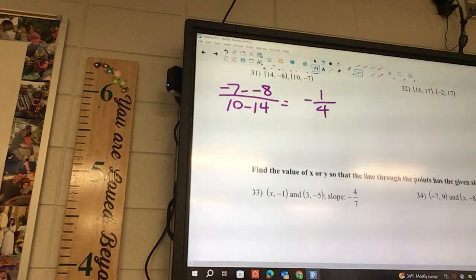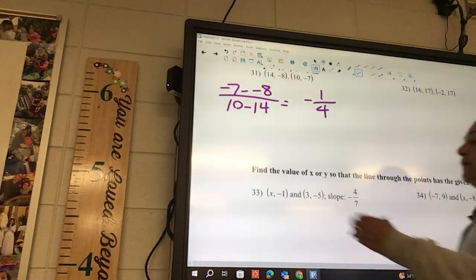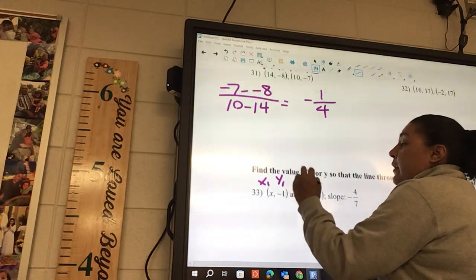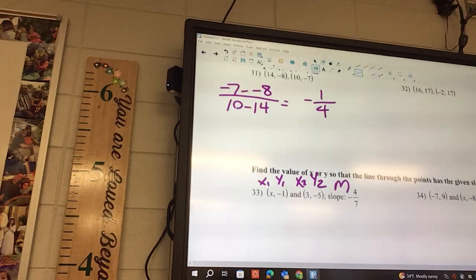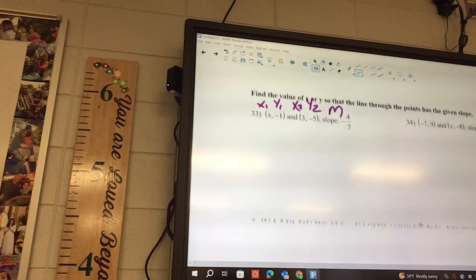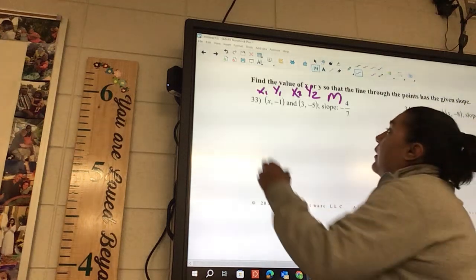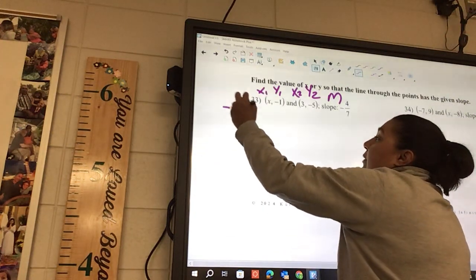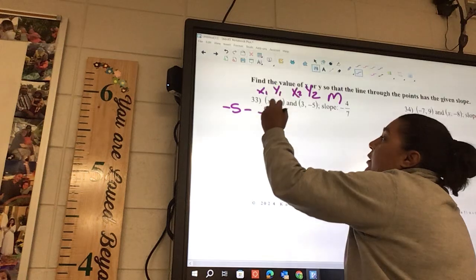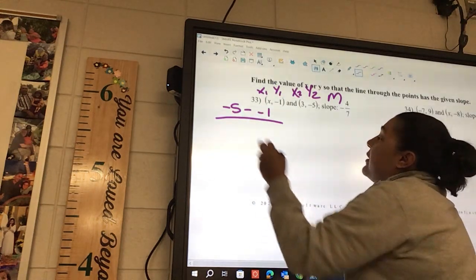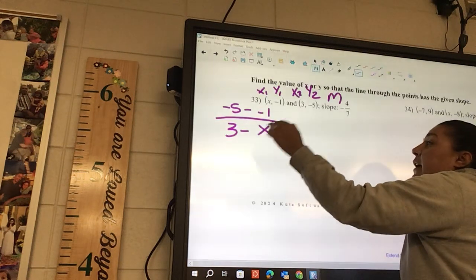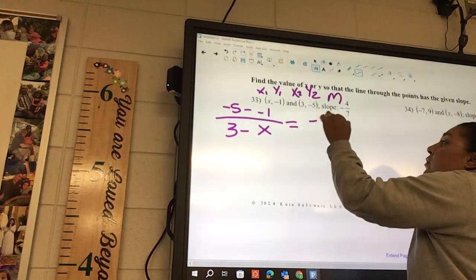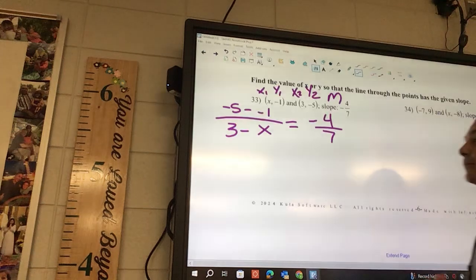Again, we're going to do the exact same thing. So I got x1, y1, x2, y2, and this is my m. Instead, we're missing one of the pieces. So we're going to say y2, which is -5, minus my y1, which is -1, over x2, which is 3, minus my x1, which is x, equals my slope, -4 over 7.